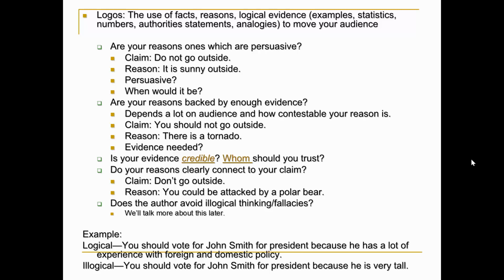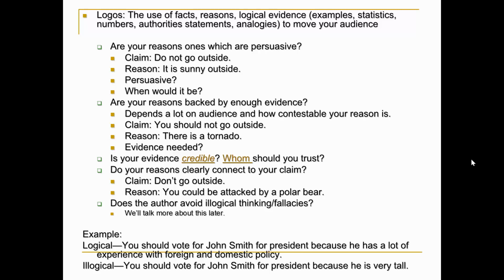So, if I say to you, don't go outside, it's sunny outside, that's my reason. You might be like, that's not persuasive to me because I love the sun. But if you have skin cancer and it's blazing hot, or if you are wearing wool all over your body and have nothing to change into, maybe then it would be persuasive. So you need to think about, are the reasons persuasive to that particular audience at that particular time? Are there reasons backed by enough evidence? And I'm saying your reasons here, but we're really looking at someone else's argument, so it would be their reasons.